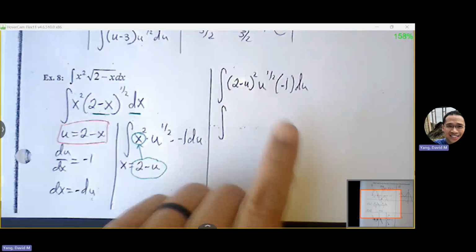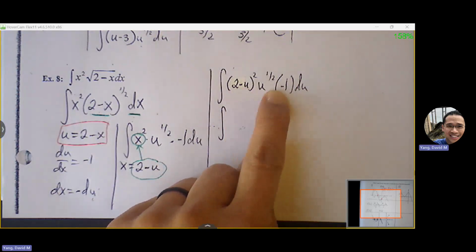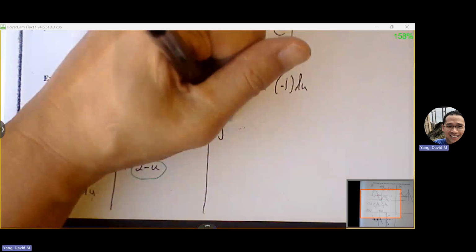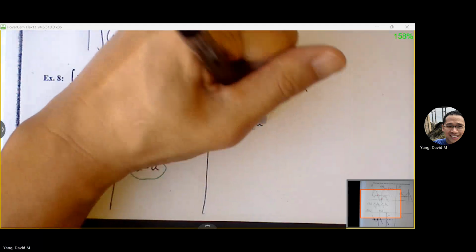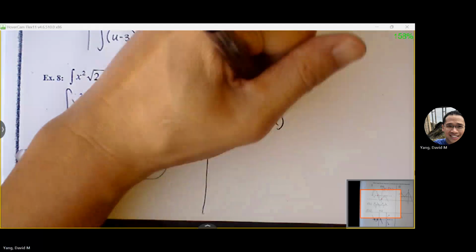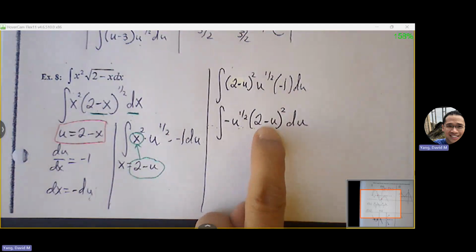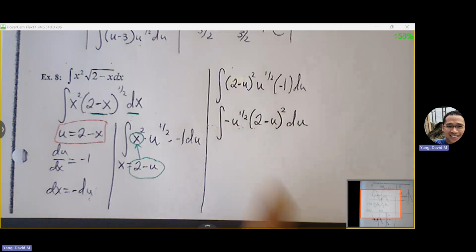I mean, now you can FOIL out at this stage. I like to have my coefficients in front, so I'm going to do negative u to the 1/2. That way, after I FOIL this out, I can just distribute the negative u to the 1/2 all at the same time, and then I can just rely on power rule for the rest of it.